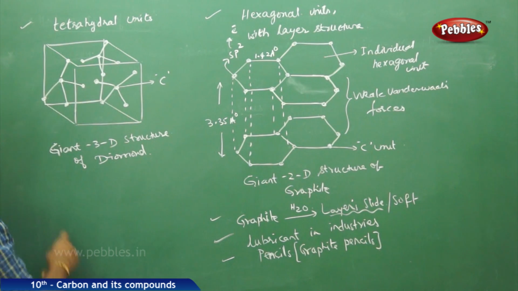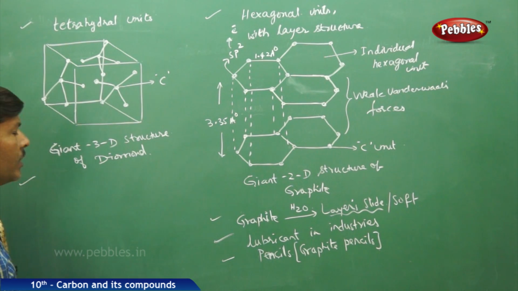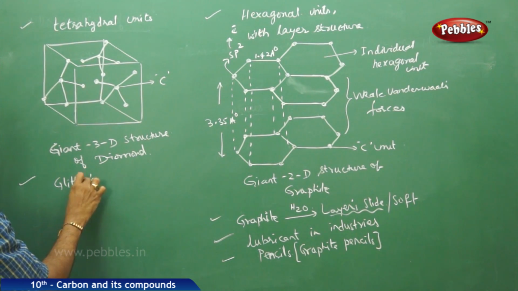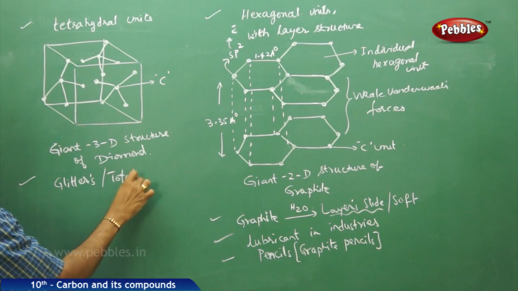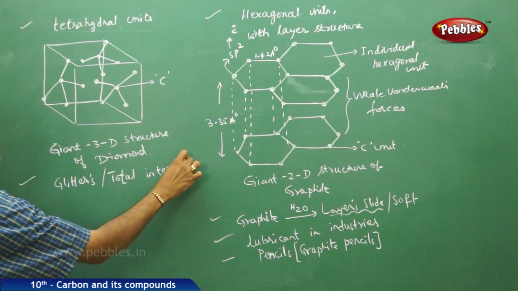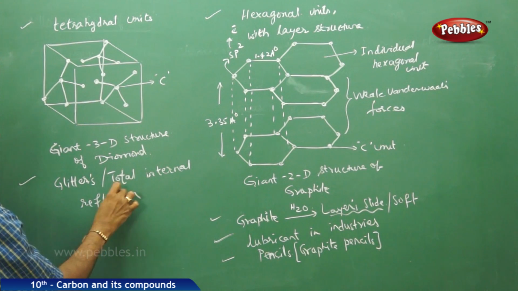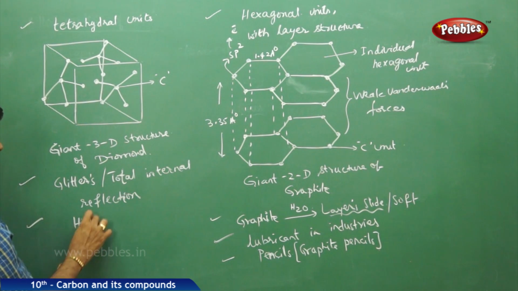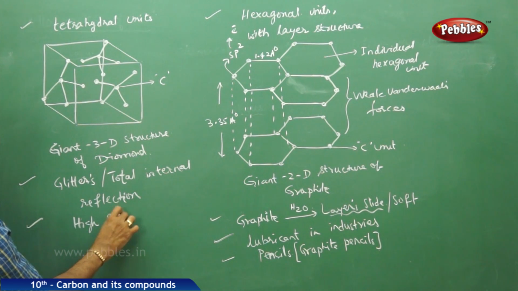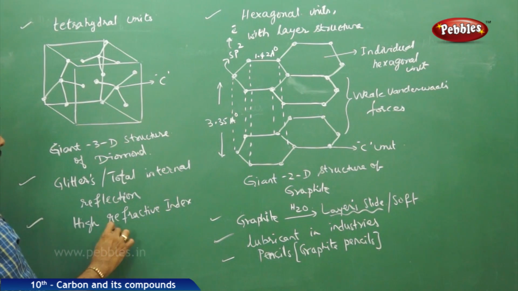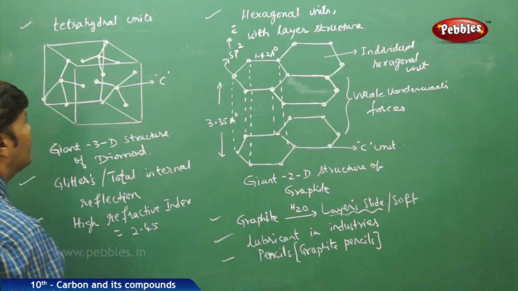And if you go for diamond, many other properties can be attributed to diamond. Because of its glittering nature, it glitters, and it shows total internal reflection. It has a high refractive index, which is equal to 2.45, and the density is also very high.